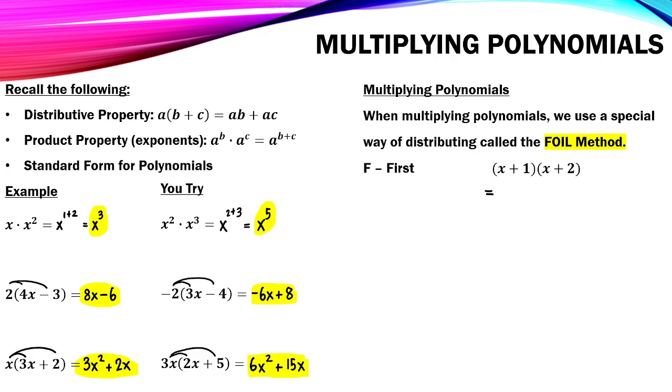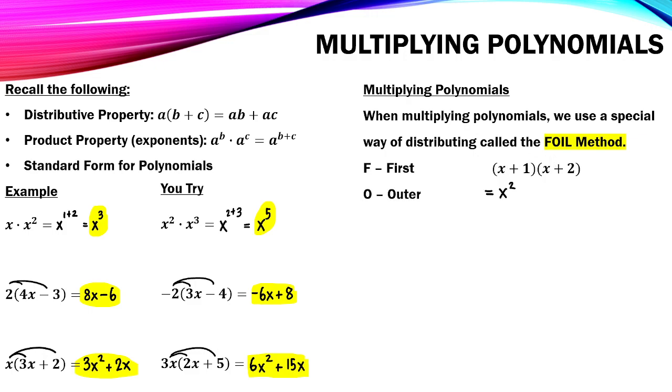We're going to start with the F, which stands for the first. In other words, I'm going to take the first term in each of those polynomials, right? So if I look at this polynomial and this polynomial, I want to see what's the first term in each of those. Well, the first term in this polynomial is this x, and the first term in this polynomial is this x, right? So I'm going to multiply those together first. X times x, that's going to give me x squared, okay? So that's what the F stands for. I'm looking for the first term in each polynomial.